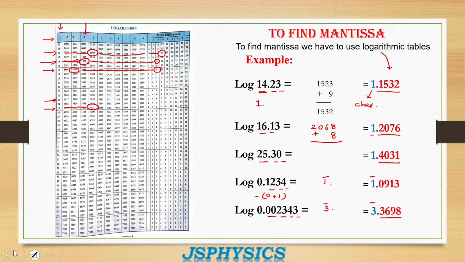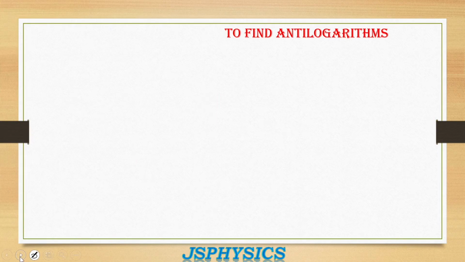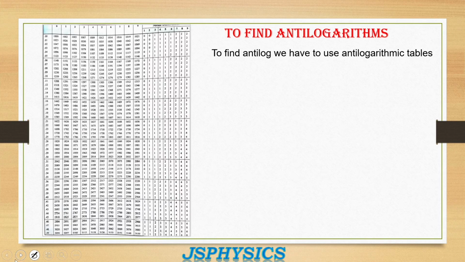But the opposite process of logarithm is antilog. So we should know how to find antilog also, because we cannot do the calculations only by finding the log. After simplifying the calculations, we have to find the antilog also. So let us see how to find the antilog. To find the antilogarithms, we have to use the tables for antilog. There are separate tables for antilog. So this is one example.